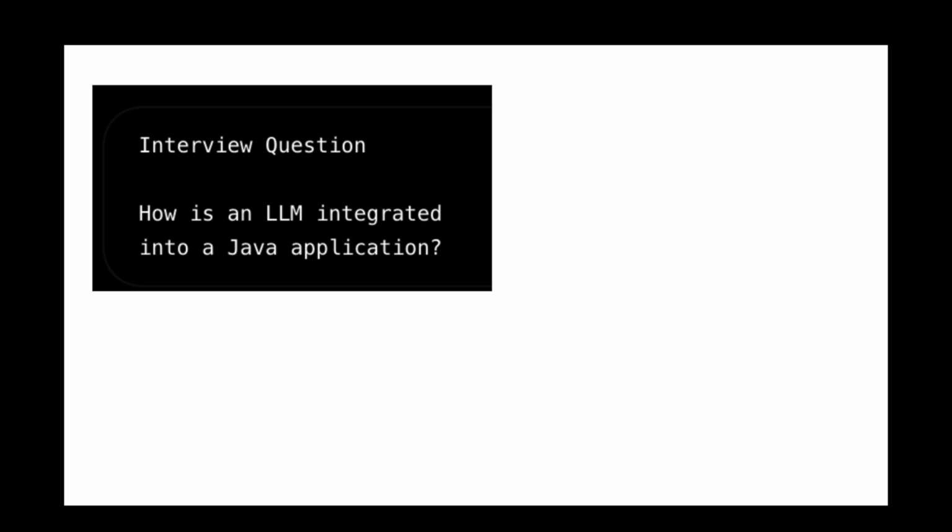Interview question: how is an LLM integrated into a Java application? A good interview answer is: an LLM is typically integrated through an API using libraries like Spring AI. The service layer prepares prompts, sends them to the model over HTTPS, receives the generated response, and returns it to the client. The overall application architecture remains the same as a traditional Spring Boot application.